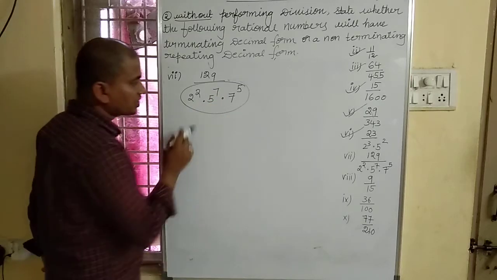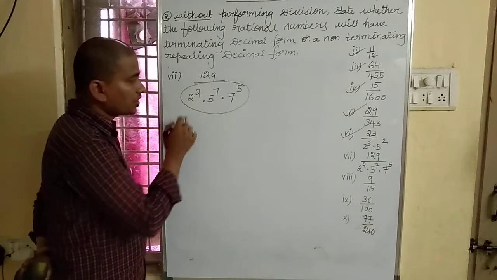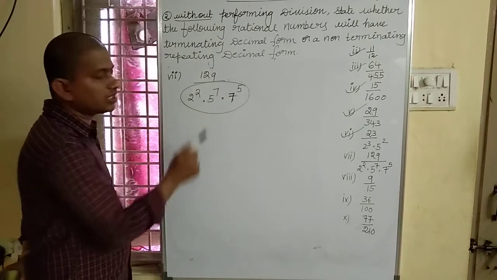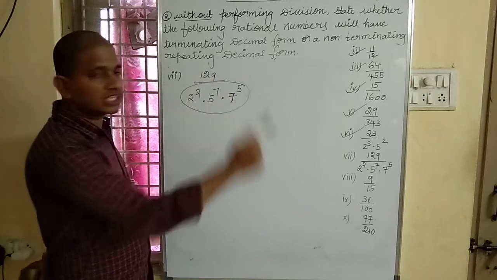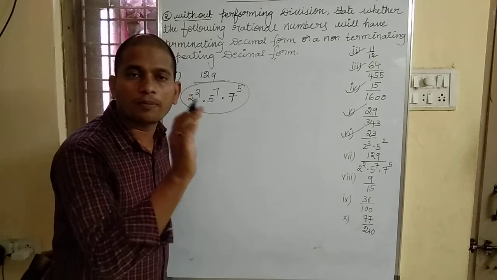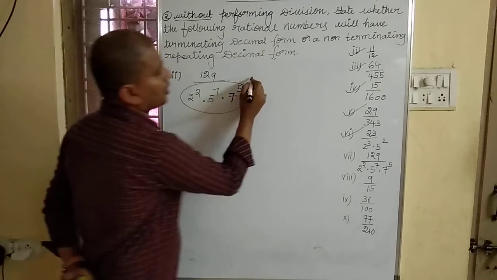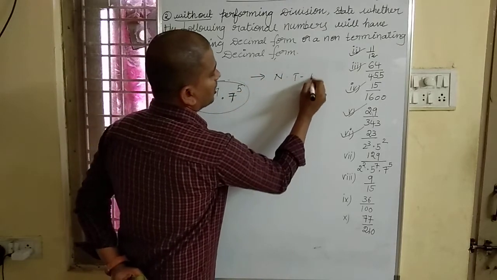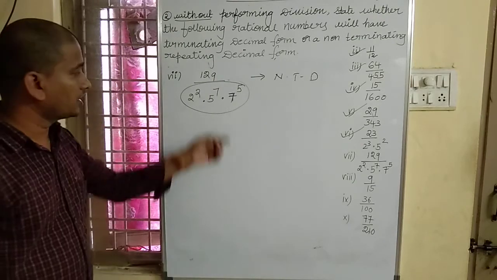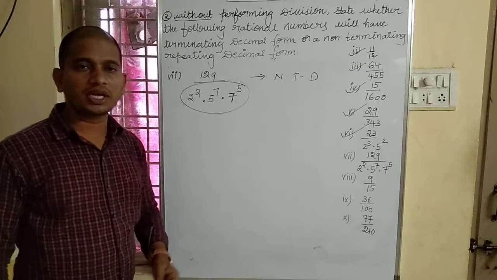Check whether it is in the form of 2 power n into 5 power m. No. We have one more factor, that is 7. Yes, 2 is there, 5 is there, but another factor 7 is also there. So the denominator is not in the form of 2 power n into 5 power m. Hence it is a non-terminating repeating decimal, because here we have another factor 7.